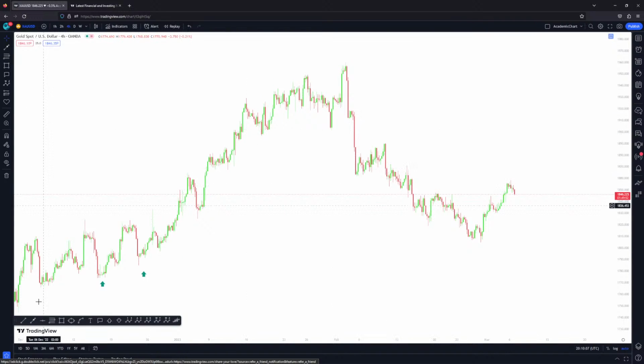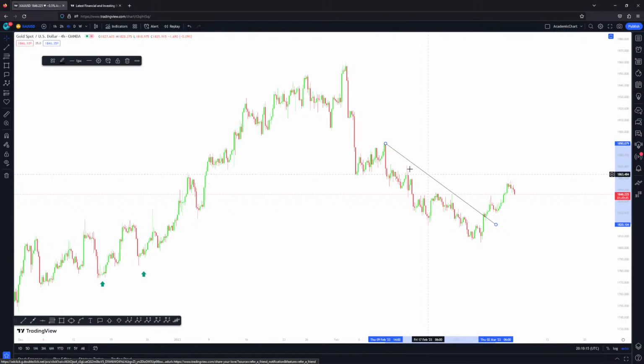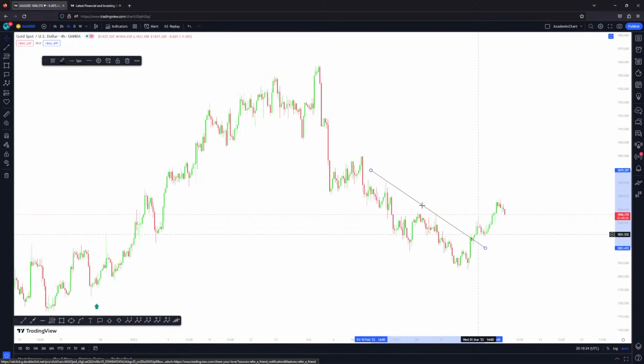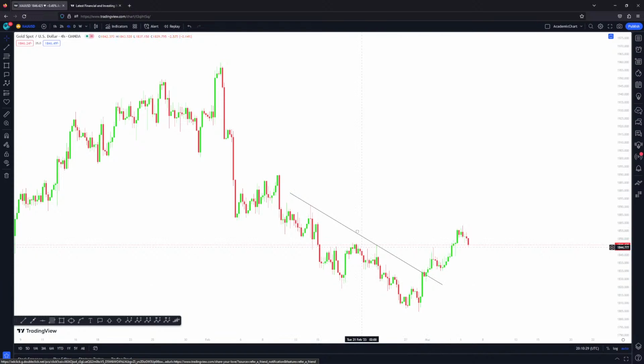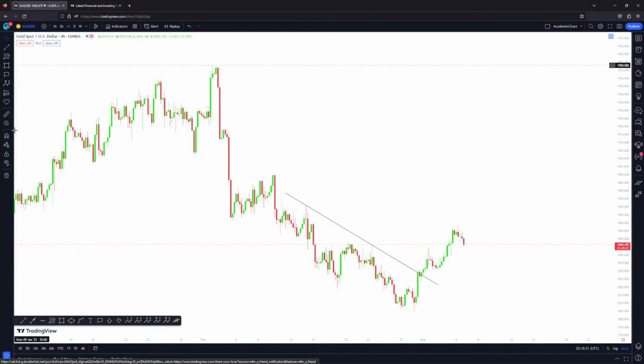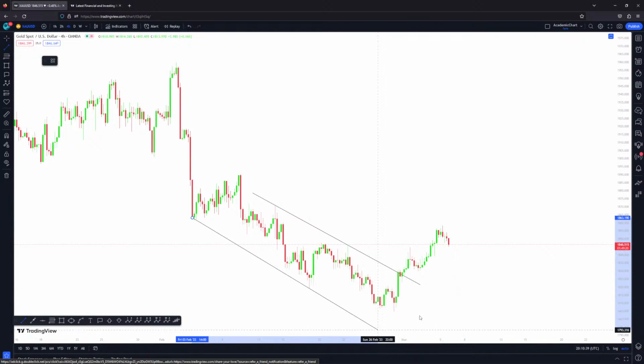Let's see if we can draw a valid trend line for this. Let's start with this one. Not bad, but I'm still bypassing an empty high there. Now this is much better. This is what I like. I can draw another one. This is going to look like a channel maybe. These lows here. Oops. Please stay there.